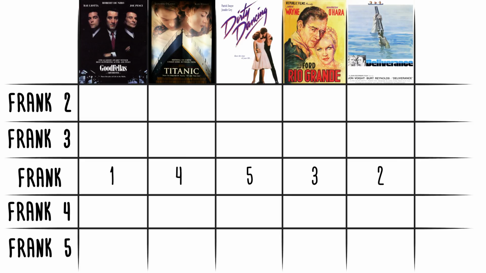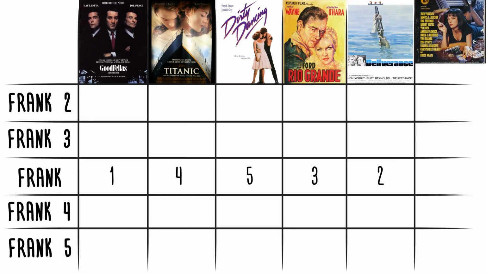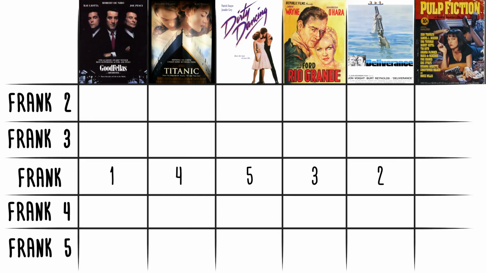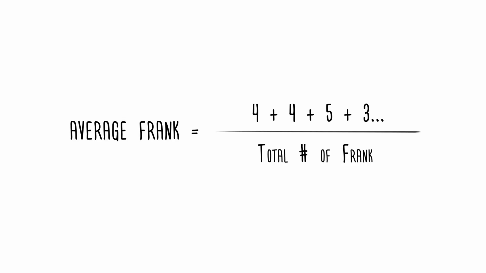They would give the following ratings for the movie Pulp Fiction, say. Frank 1 would rate it a 4, Frank 2 would also rate it a 4, Frank 3 would rate it a 5, Frank 4 would rate it a 3, etc. So rather than thinking about all these Franks, we might as well think about average Frank, whose rating is 4 plus 4 plus 5 plus 3, etc., divided by the total number of Franks, which is 500,000. This gives the average score for the Franks, say 4.1.